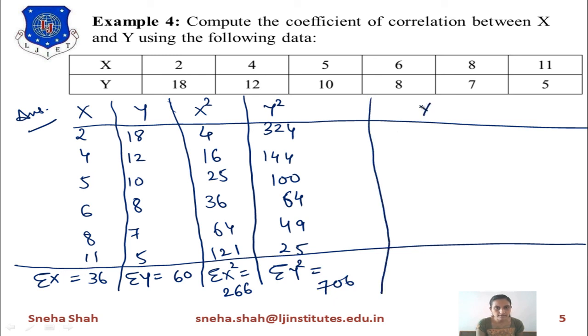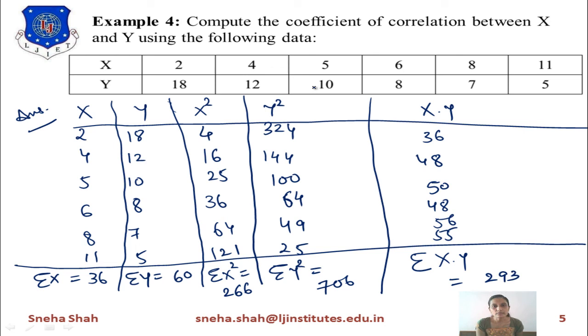Now we have to find the value of x into y, meaning if we multiply these two terms, 18 into 2 equals 36. Likewise we will find all the other terms, and the answer will be like this. If we add all these terms, it gives us summation of x into y, and the answer equals 293. Now we will put all these values in the next term.